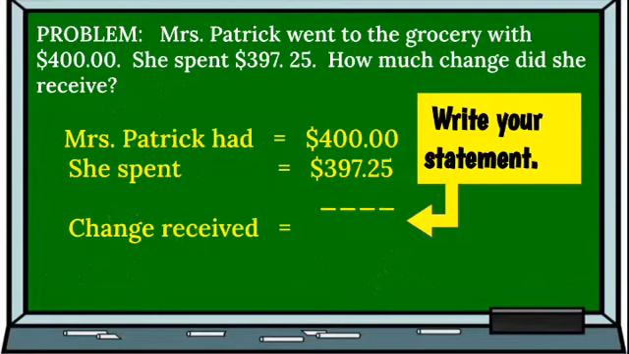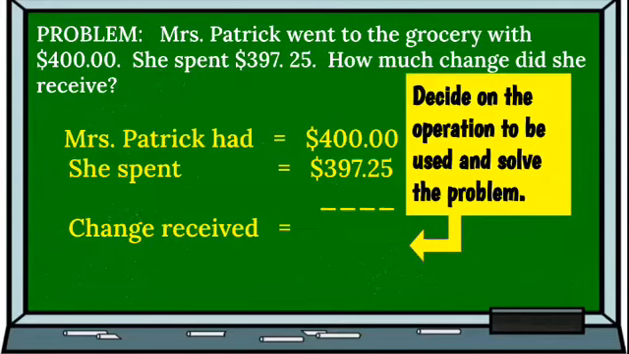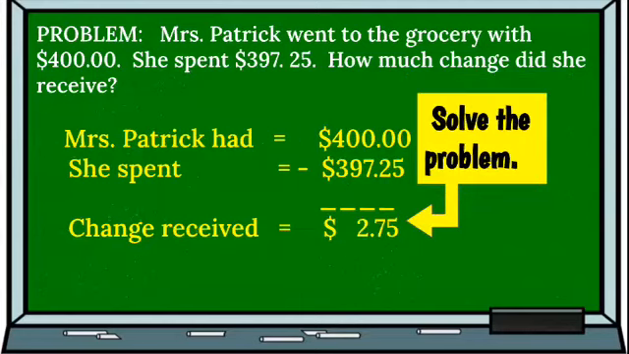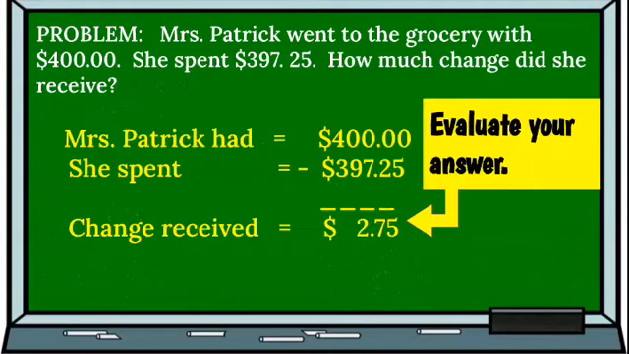Mrs. Patrick had $400. She spent $397.25. And we need to decide on the operation to be used and solve the problem. So we have solved the problem. Now we're going to evaluate. So we have solved by using subtraction.